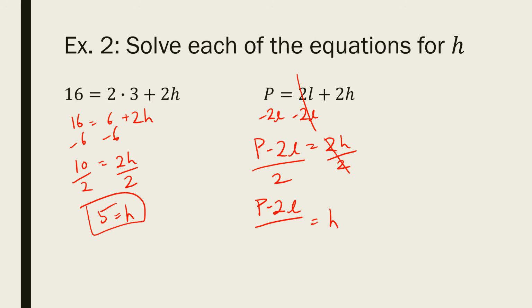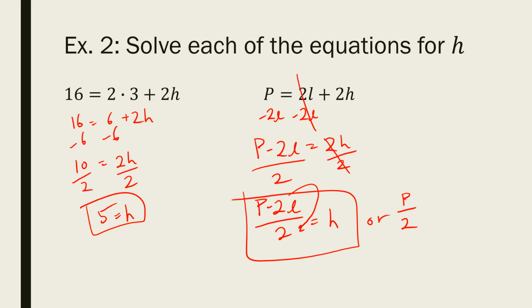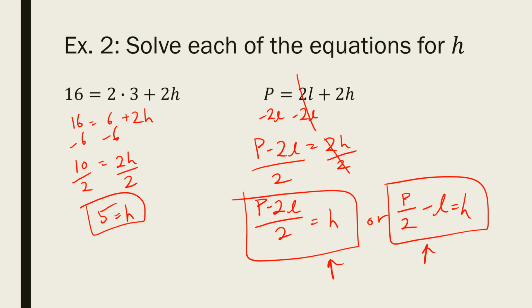Here's the answer where I just divided the whole side by 2, or here's the answer where I distributed that division through. I'd have p over 2, thinking about the distribution. And then for the minus 2l over 2, aren't the 2's going to cancel? So I would just have minus l. So these are two different solutions, one where I did not distribute, one where I did distribute.